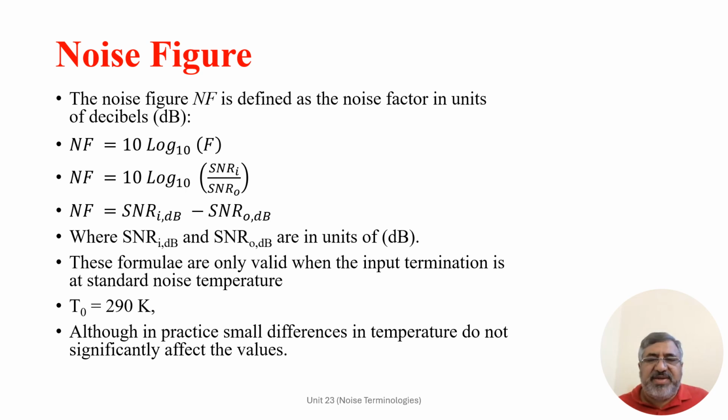So noise figure is equal to 10 log F, and NF is equal to 10 log of SNR input divided by SNR output. And if we take decibels, then NF is equal to SNR input in decibels minus SNR output in decibels, where SNR input (dB) and SNR output (dB) are in units of decibels. The formulas are commonly valid when the input termination is at a standard noise temperature, approximately 290 Kelvin to 300 Kelvin, although in practice small differences in temperature do not significantly affect these values.